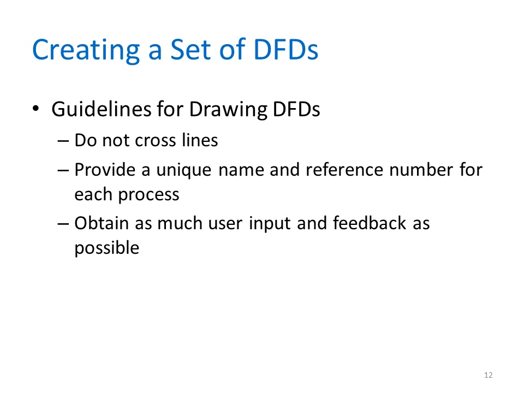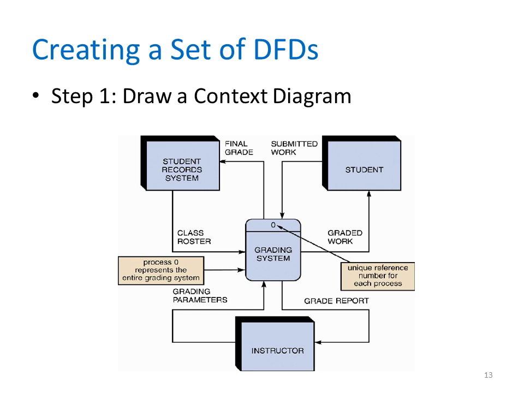Continuing with our guidelines, don't cross lines. Provide a unique name and a reference number for each process, and obtain as much user input and feedback as possible. Your main objective here is to ensure that the model is accurate, easy to understand, and meets the needs of the users. In creating a set of DFDs, your first step is to draw a context diagram. A context diagram is the top-level view of an information system that shows the system's boundaries and scope.